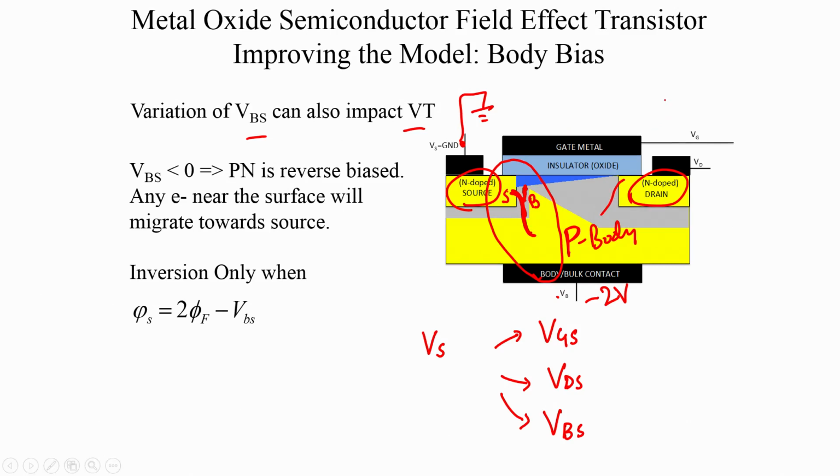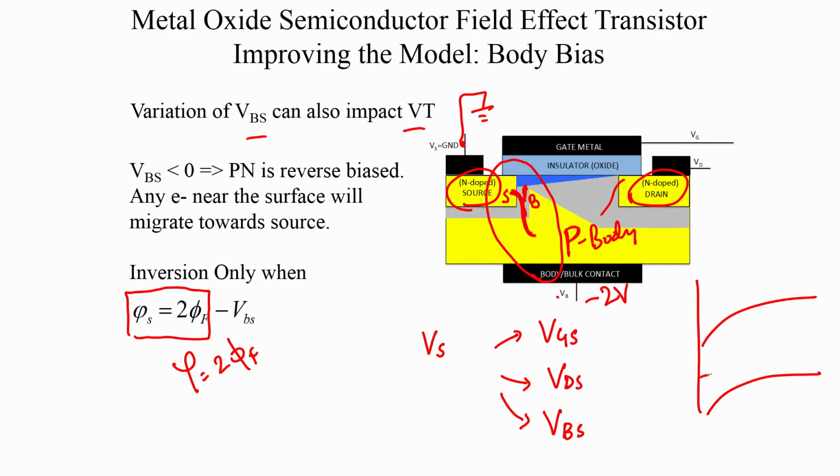Okay. So, in other words, so far we were getting inversion when my phi s was equal to 2 phi f, where phi f is nothing but the work function insulator difference in the bulk. So, that is your phi f. So, only when the surface potential hit 2 phi f did we have inversion, but now the surface potential must be equal to 2 phi f minus VBS. Okay.